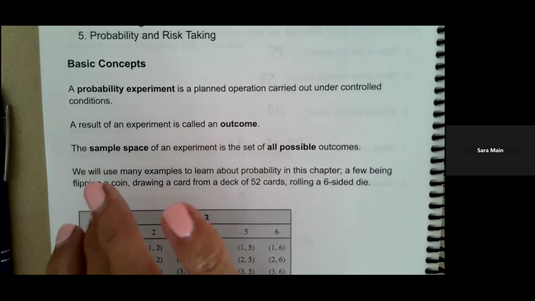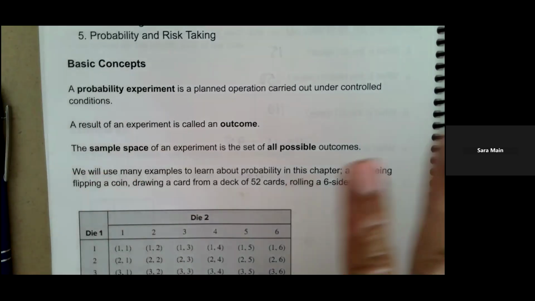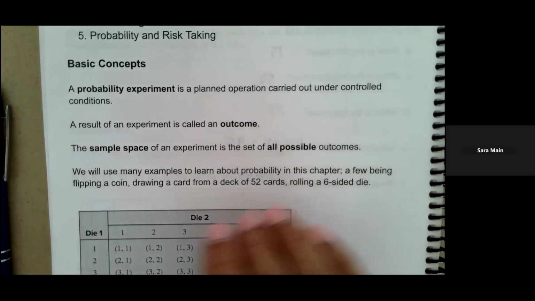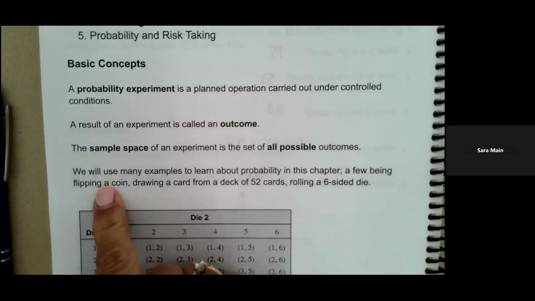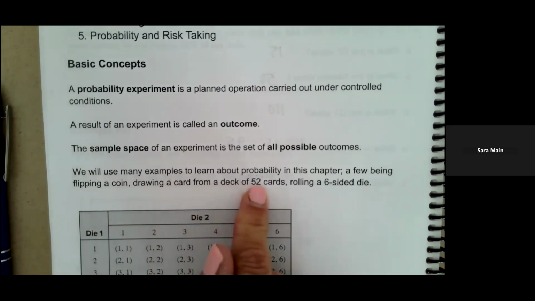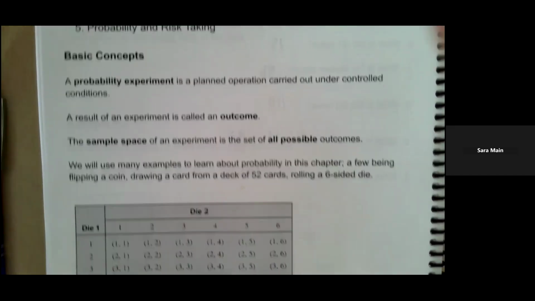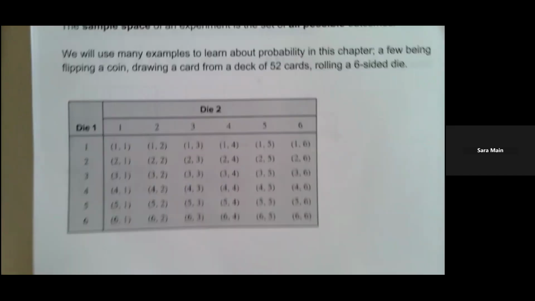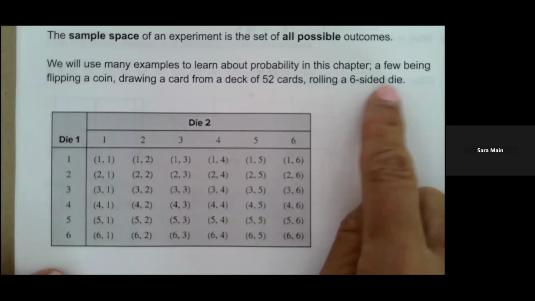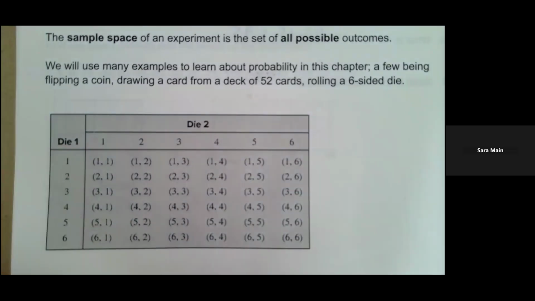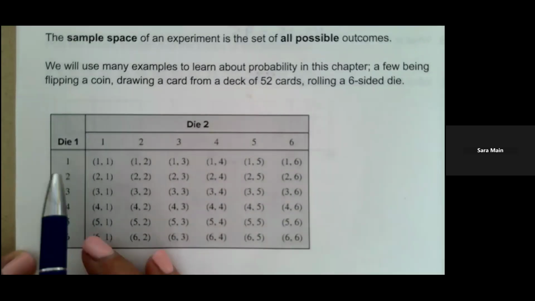So in our class, we're going to be learning about some different ways of looking at probability, and a few of them are going to be flipping a coin, drawing a card from a deck of 52 cards, and rolling a six-sided die. So I'm just going to talk through some ways we use these. If we were to roll two six-sided dice, we could have a total of 36 possible outcomes.